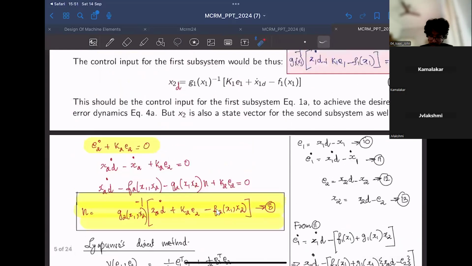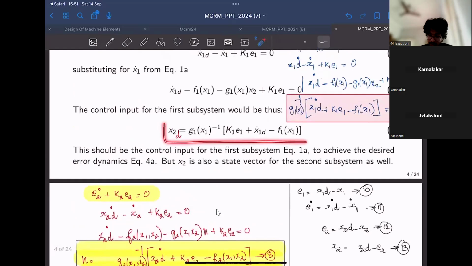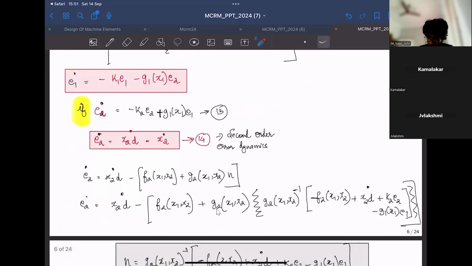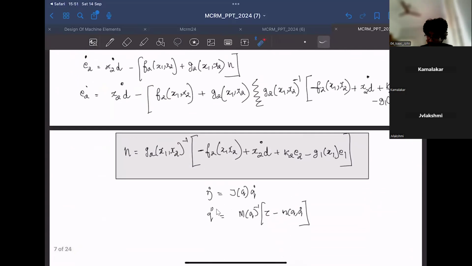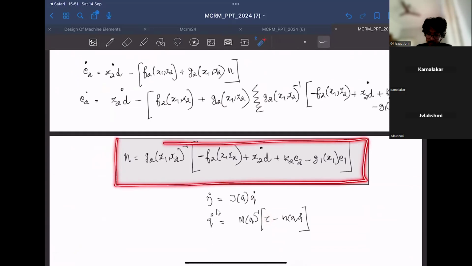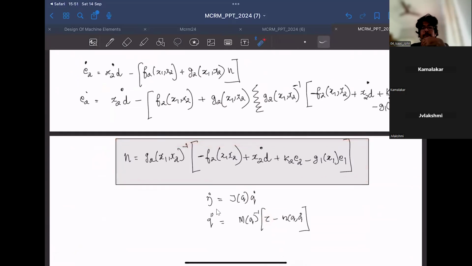And this x2 desired, if you take the derivative of this equation, you will be able to get x2 desired dot. So once you have that, you will be able to obtain the control input, which is nothing but this one, torque, so that you can supply it onto the system. So this is how your control input should be, so that both of the systems will be asymptotically stable.